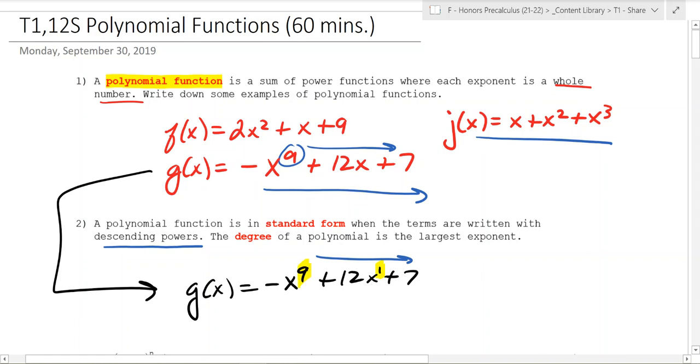The degree of this polynomial would be 9. The degree of this polynomial here, f, would be 2. And on j of x, if we rewrote that in standard form, the same polynomial would be x cubed plus x squared plus x. The highest power here is 3, so the degree of that polynomial is 3.